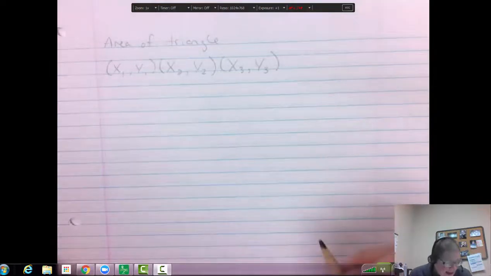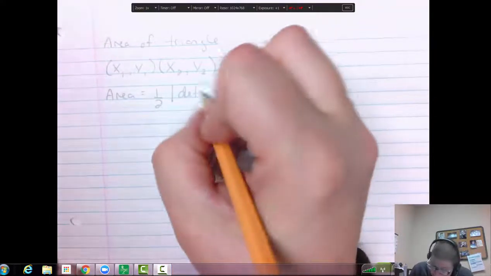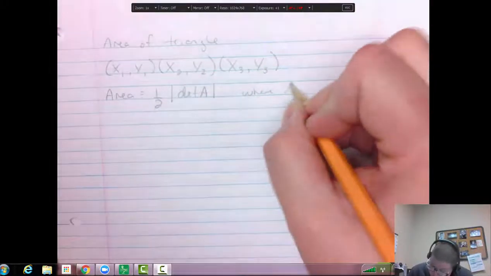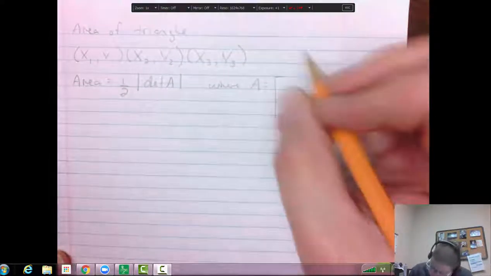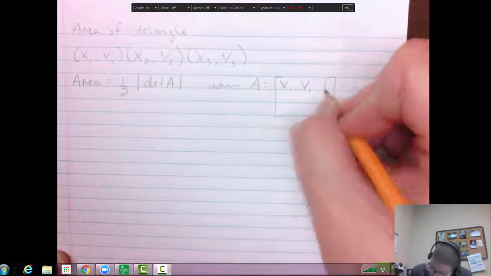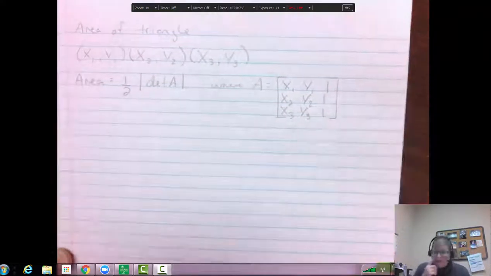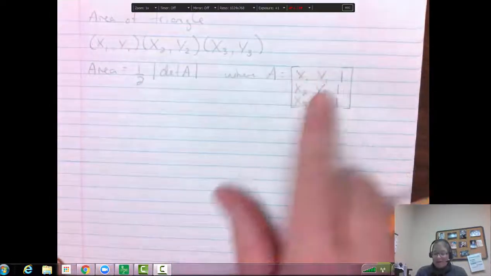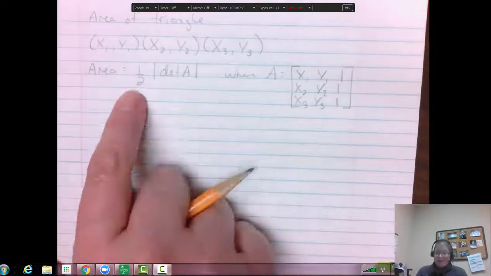All right, and then the area is actually going to equal 1/2 the absolute value of the determinant of the matrix A, where the matrix is going to look like this: x1, y1, 1, x2, y2, 1, x3, y3, 1. So we can do our matrix just like this. We put in our x, y values from the 3 points, and 1, 1, 1 on the last row, and then we find the determinant of this and times it by 1/2.